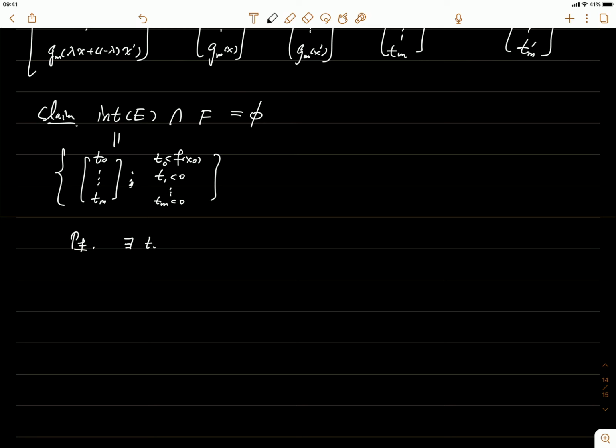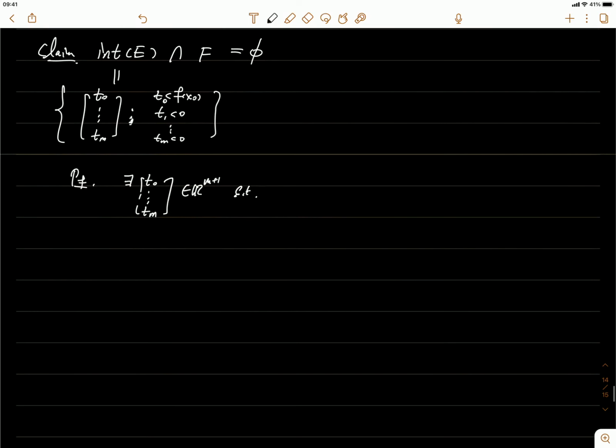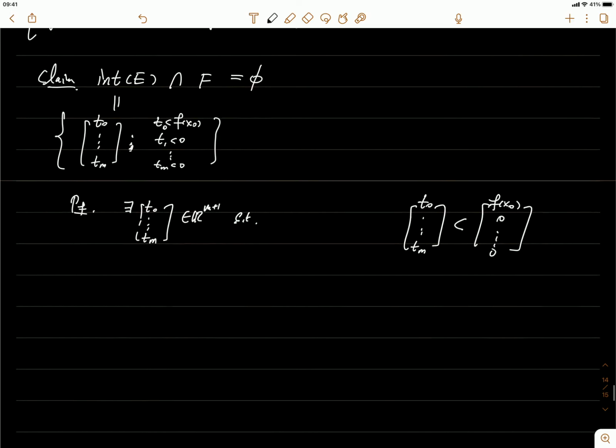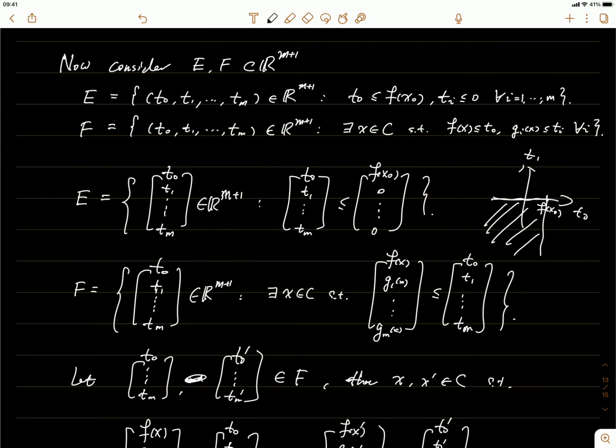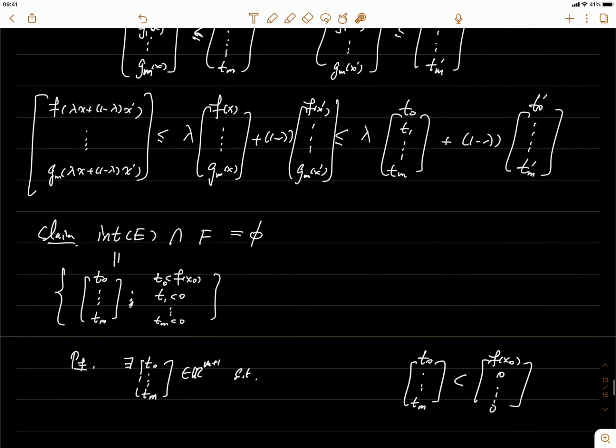There exists a T naught all the way to Tm in R^(m+1), such that on the one hand, it is in the interior of E, that means T0 through Tm is less than f of x naught, 0, all the way to 0. But on the other hand, it is in F. That means there exists some x such that this holds. Okay, so that's what we have on the left-hand side.